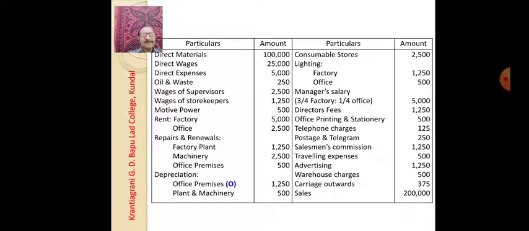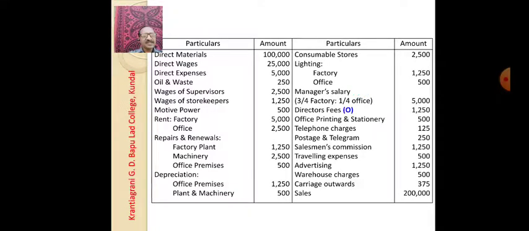Depreciation: office premises goes to office, plant and machinery goes to factory. Consumable stores goes to factory overheads, factory lighting goes to factory overheads, office lighting goes to office. Manager salary, which is divided 3/4 factory and 1/4 office, that is F or O. Director's fees goes to office and administrative overheads, O.